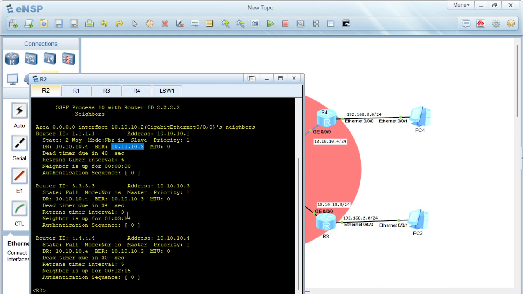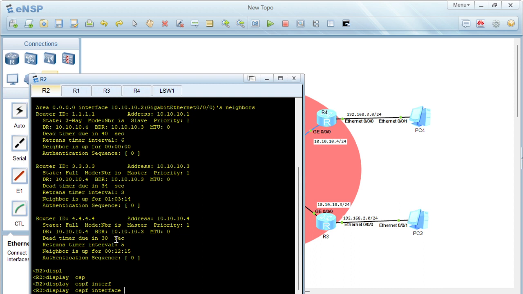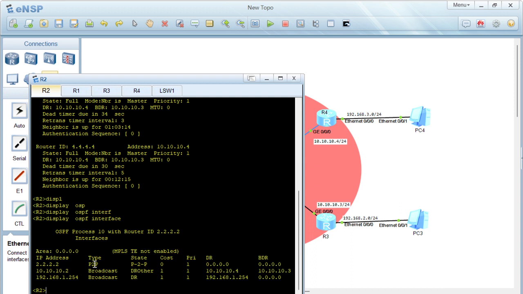So this is router 2. You can see that on router 2 we have 3 neighbors or adjacencies. We have adjacency to router 1, adjacency to router 3, and adjacency to router 4. So if I display the OSPF interface, you can see the priorities. The priority is 1, the priority is 1, so the default priority is 1.